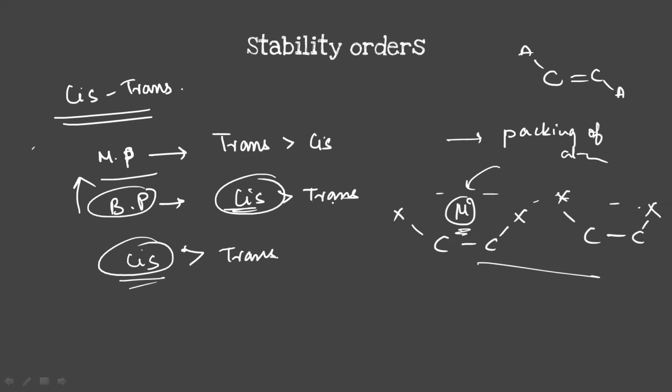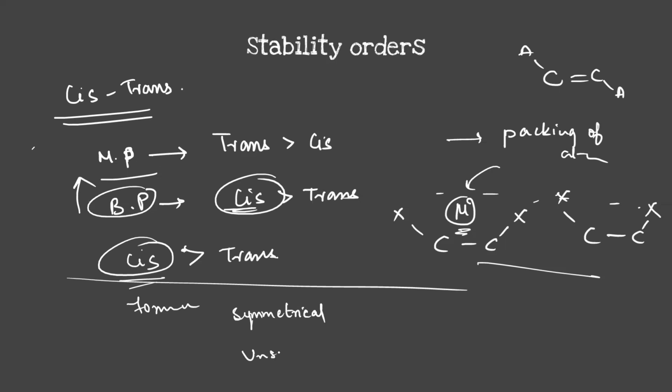So these are stability orders, and we came to the end. The last topic is formulae for the number of geometrical isomers, which, according to me and according to my chemistry sir, are not very useful, but you can still remember them.